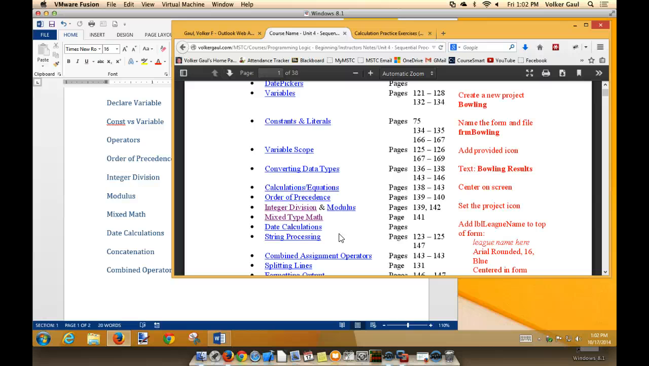Not exactly, right? But it asks you to declare a variable, and my notes show you how to declare a variable. It asks you to do some calculations. My notes show you how to do integer math, how to do mixed math, how to do order of precedence. They all have that.